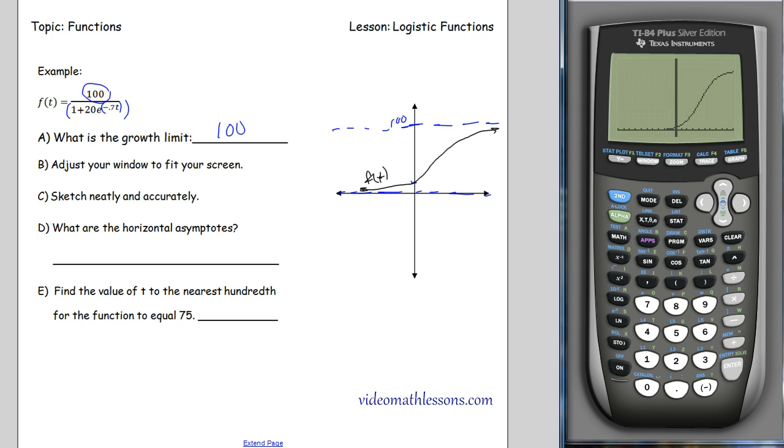Notice our variables match. There's a T in the problem. There's a T in my function. And I call this, technically it should be T and Y, but usually we just call it X and Y anyway. Where X is our T value, so I would call it T. Sketch neatly and accurately. Got that. What are the horizontal asymptotes? Well, we already mentioned it. So it was y equals 0, the x-axis, and y equals 100.